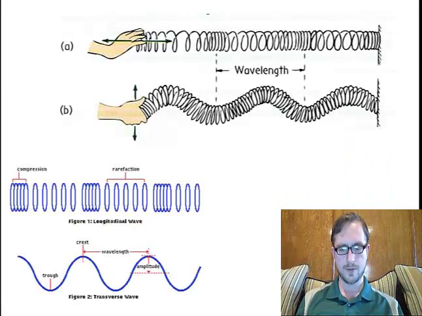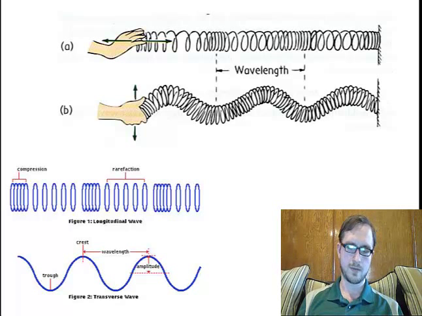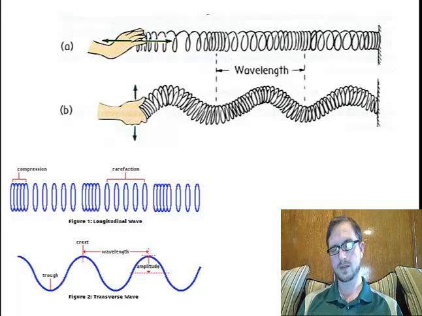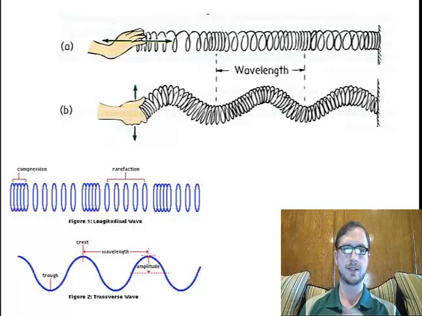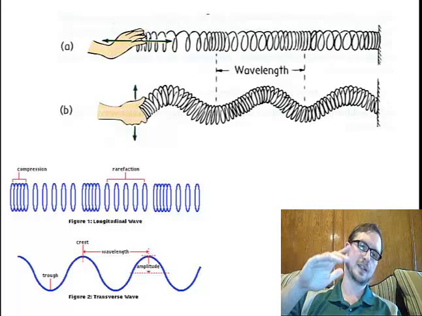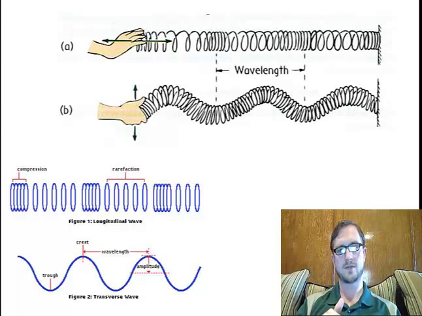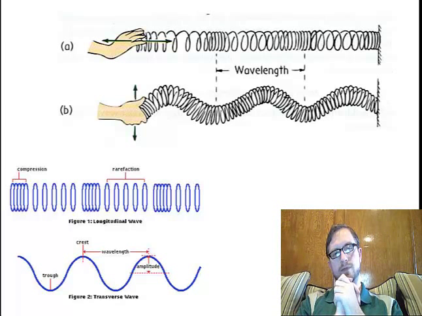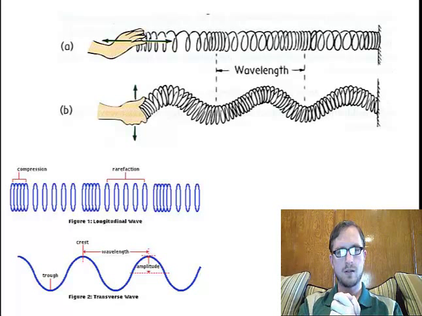So one of the differences between our sound waves and our electromagnetic waves is what kind of waves they are. So we have two different kinds. You can see on the bottom left, spelled out, longitudinal waves and transverse waves. Our sound waves are longitudinal. They're compression.